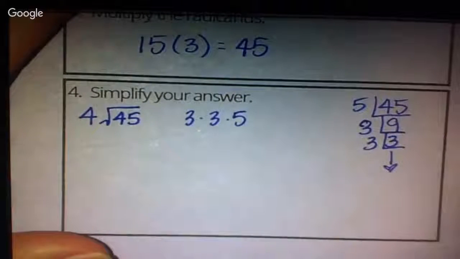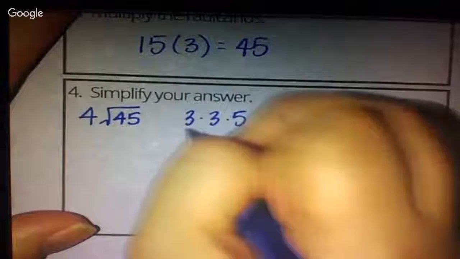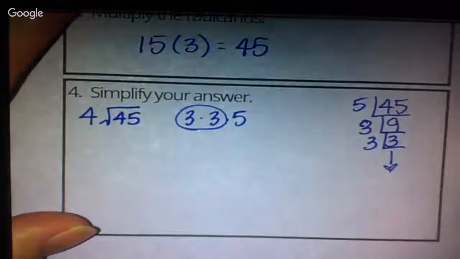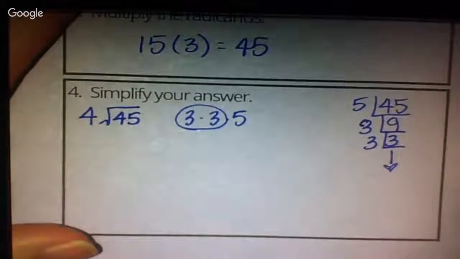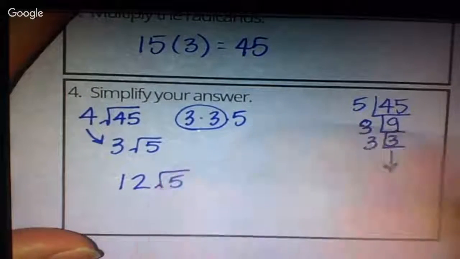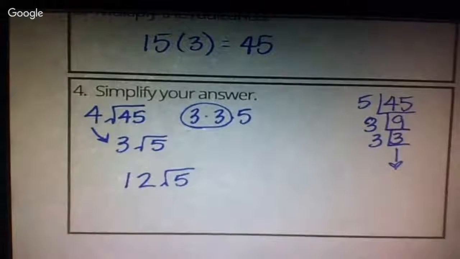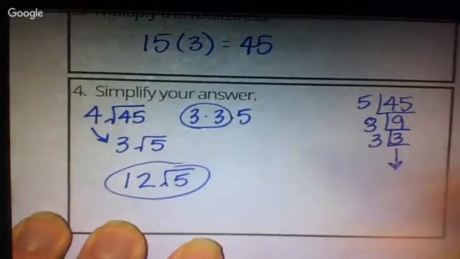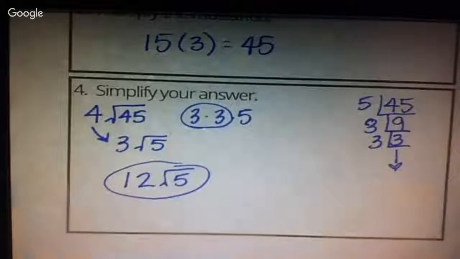What am I grouping in? 2s. I'm grouping my 3s. Okay, so this is actually 3 square roots of 5. And don't forget to bring down the 4. So my final answer is 12 square roots of 5. I told you multiplying is a lot easier than adding and subtracting.